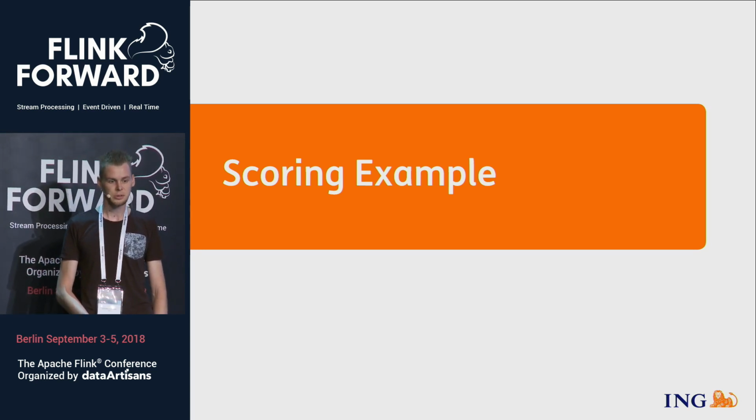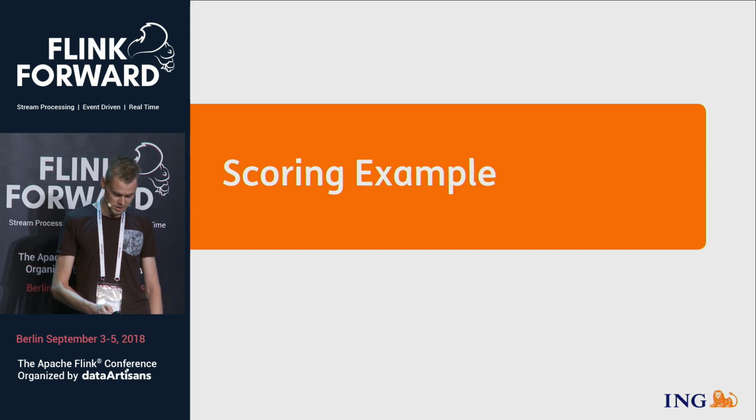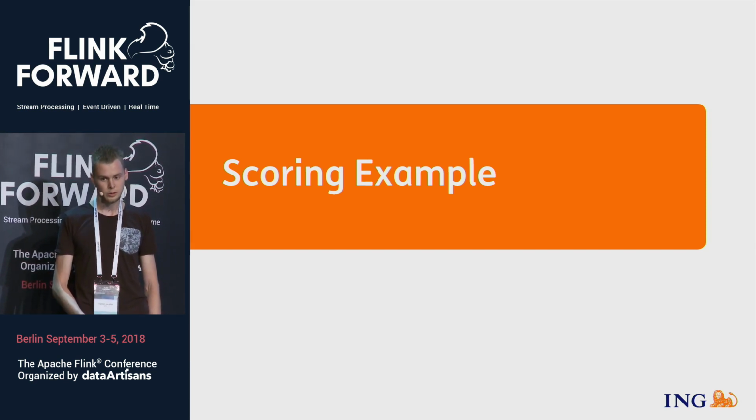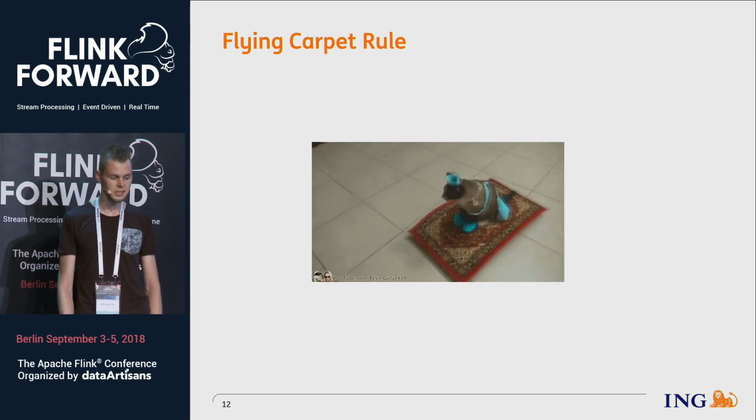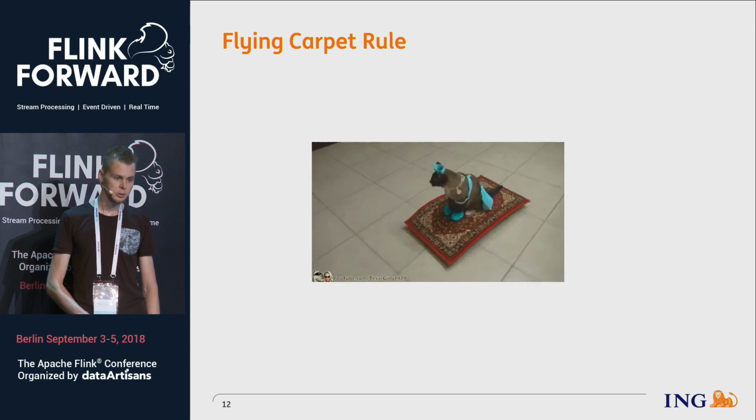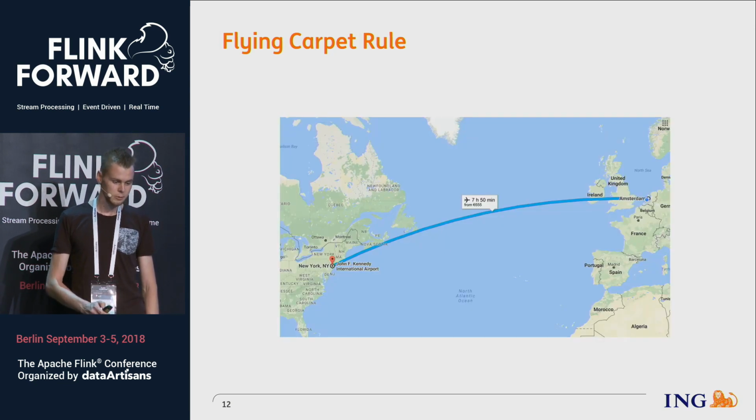This is a very standard use case about how fraud could be detected, and this use case is called the flying carpet rule. So the flying carpet rule is the following. If you want to travel from Amsterdam to New York, you have to take an airplane, and it takes you a little under 8 hours.